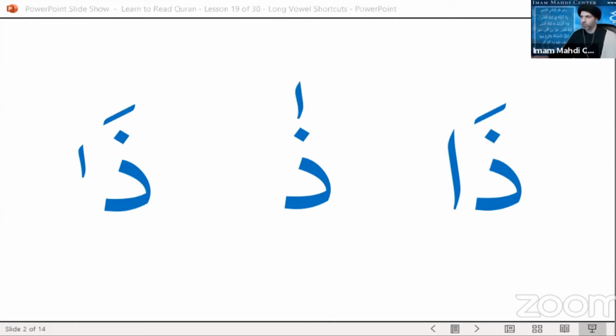So to get back to our main examples, this is pronounced da, this is pronounced da, this is also pronounced da. So as we said, some prints of the Quran will use the small alif on top of the dal, and others will use a combination of fatha and small alif to give us that shortcut. So you'll have the long vowel a without the alif.